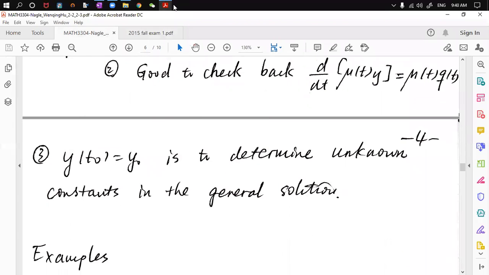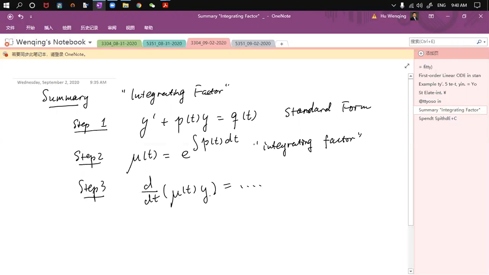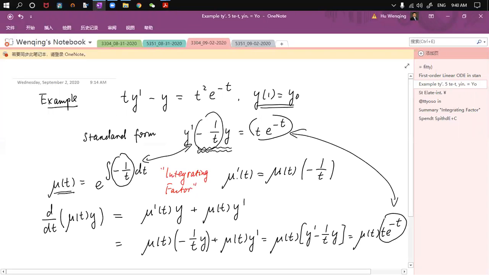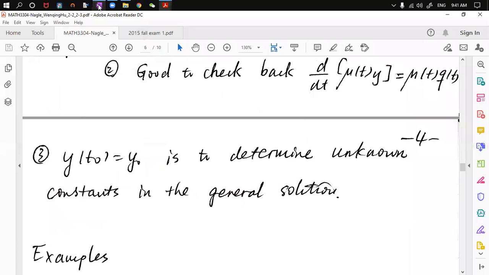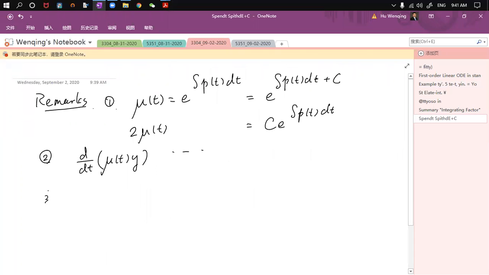The second thing I want to say is that you must check d by dt of mu of t multiplied by y. As I just said, in this step you have to calculate this, and once you do, you're going to see a scenario like what I have here: you produce your original equation. As long as you produce your original equation, you're able to continue with your integration.